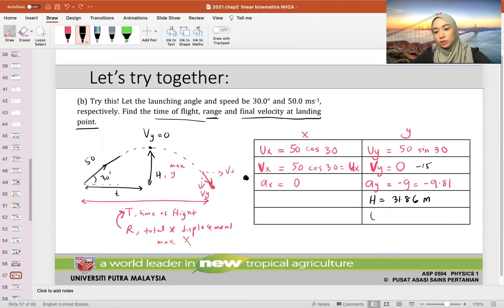The time is 2.55. Oh, this is not the actual time. This is time at the maximum height, 2.55 seconds. So now we are interested to find out what is our T and what is our R, where R is the X and T is just T lah. Okay, so from this T, can we say that capital T is basically 2T? Can we say that? Boleh tak? Yes. Boleh.